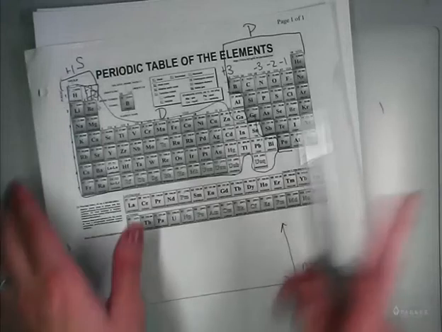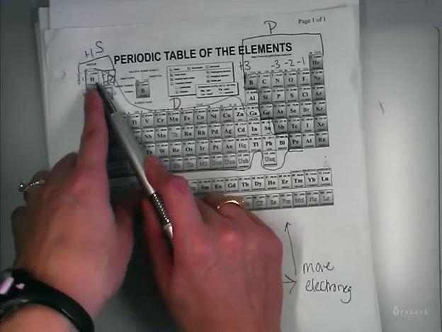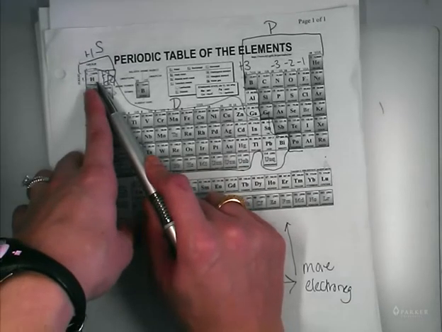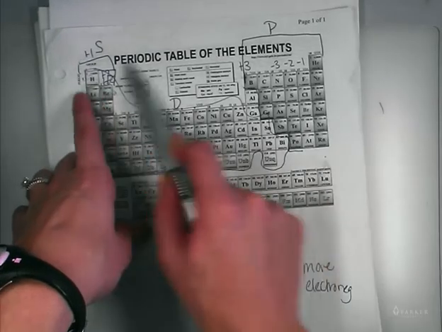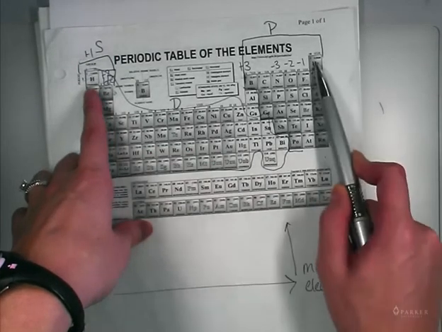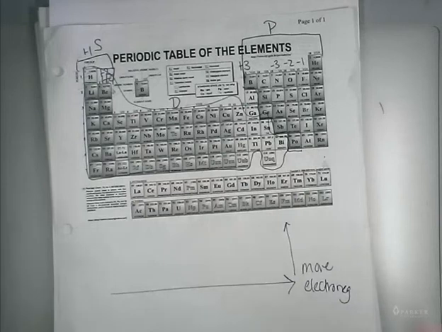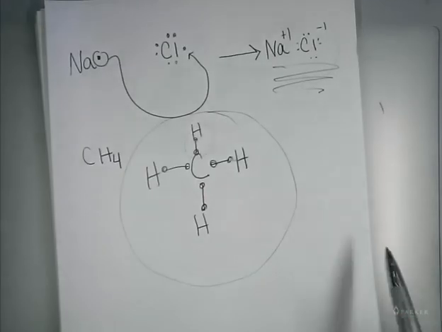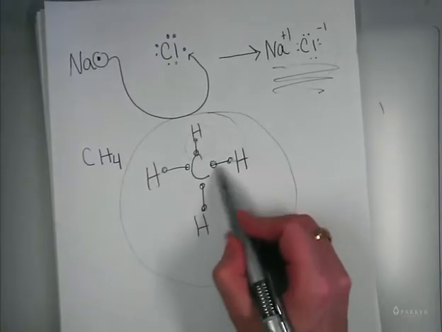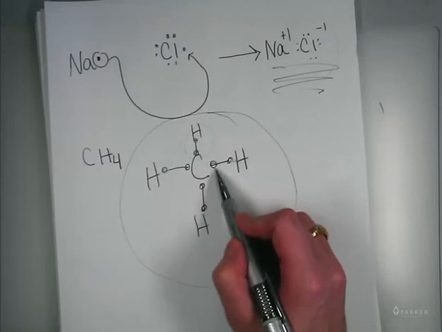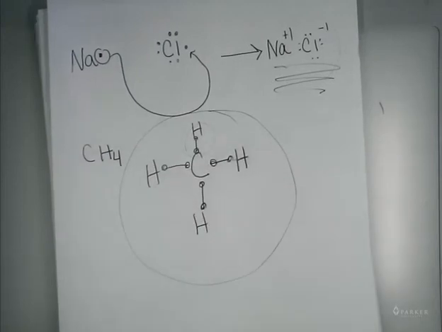So the reason it wants two instead of eight: you see hydrogen, what's the noble gas that it wants to become? Helium. So this is atom one, this is atom two. It just needs to have a total of two to become like a noble gas. All right, so that's why hydrogen only wants two, but carbon wants eight, okay?